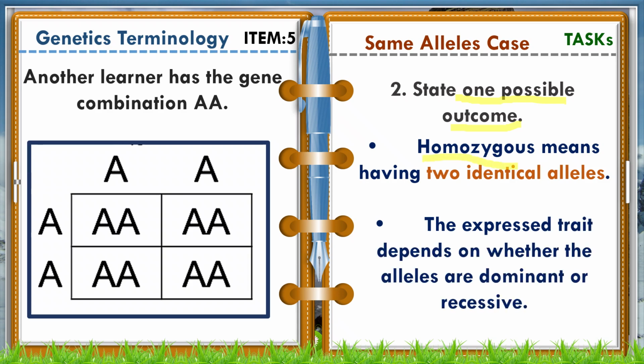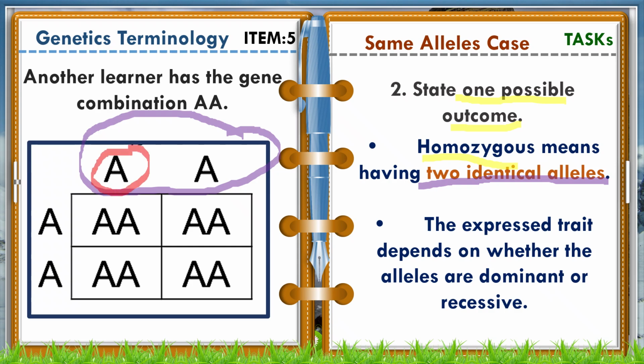Homozygous means having two identical alleles. Let's look at this parent. This parent has allele capital A and another allele capital A. So these alleles are referred to as homo. Homo means the same. Homozygous, having two identical alleles.